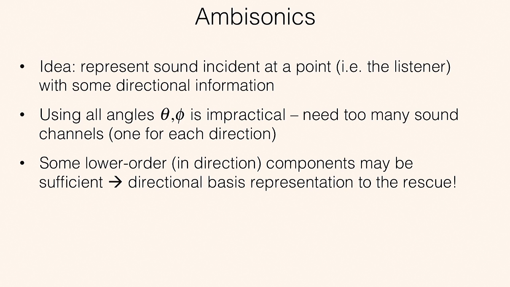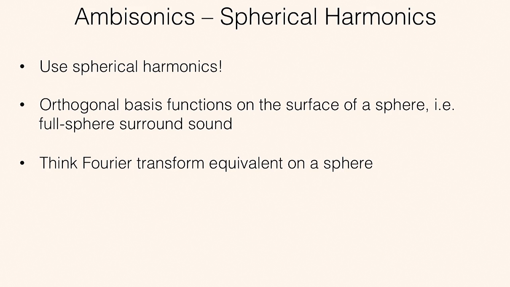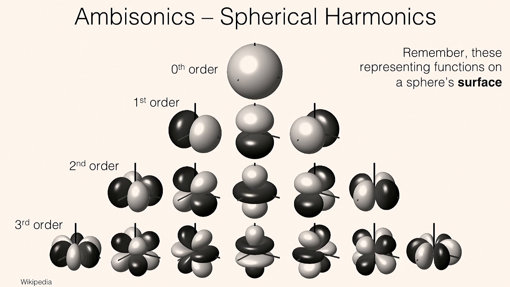So we're going to want some sort of a lower order directional basis to represent the sound so that we can have fewer channels. This is where ambisonics comes in. They use spherical harmonics as the orthogonal basis functions. The spherical harmonics are basis functions that exist on the surface of a sphere, and therefore we can represent the full sphere of surround sound if we have enough orders of spherical harmonics. You can think of this, if you're not familiar with it, as a Fourier transform equivalent for spherical surfaces, but they're not quite the same, though they're qualitatively similar.